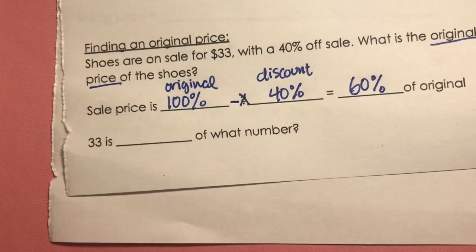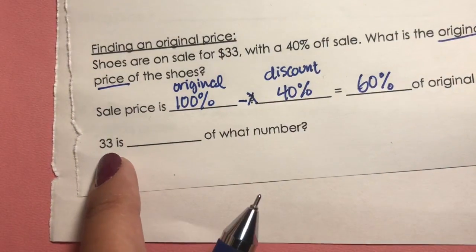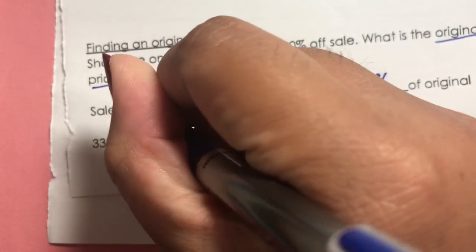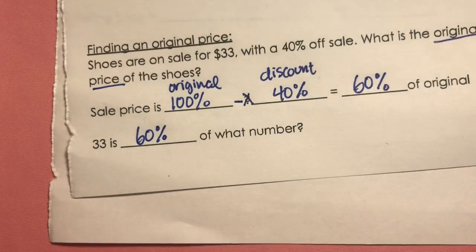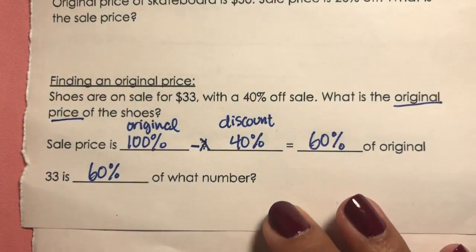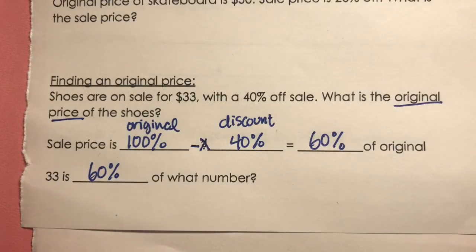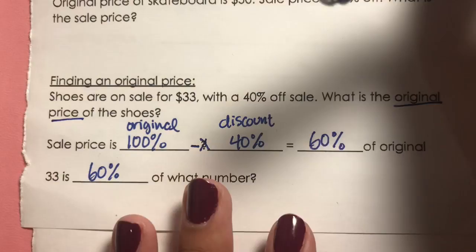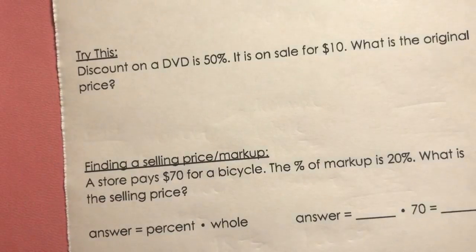So technically what we're looking for is: 33 is 60% of what number? Based on the worksheet that we worked on yesterday, think back to the wheel. We know our percent and we know our part. So what are we actually trying to find? What is it that we're looking for? Okay, you can turn to the back of your paper. We're going to discuss that right now.